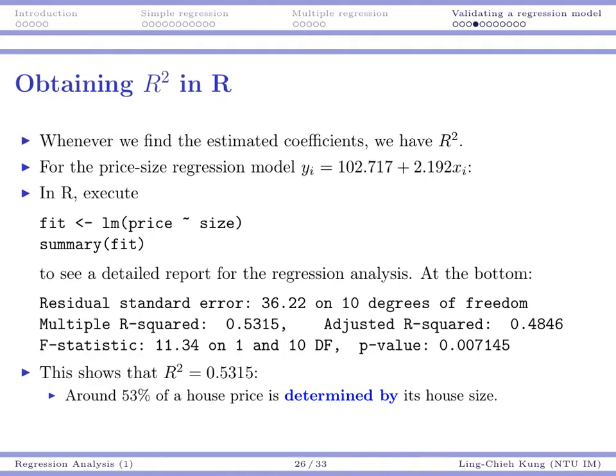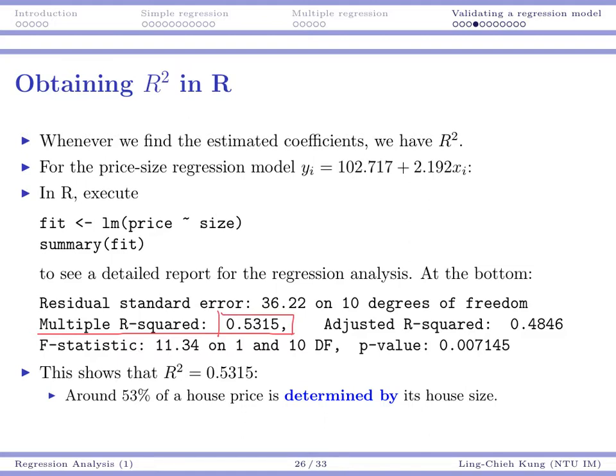Suppose we use R to do linear regression. Then we need one more step to read R squared. We call the function lm, get its output, and store it in any variable, let's call it fit or f or whatever you like. Then we call the function summary with respect to fit. When we summarize fit, we will see a detailed report for the regression analysis. At the bottom, we would see something called Multiple R-squared. This particular number is our R squared.